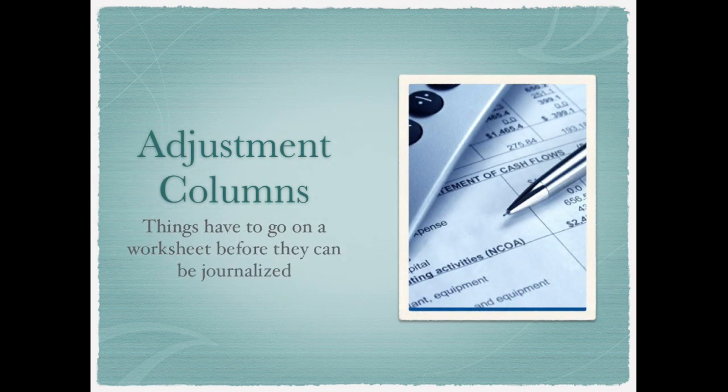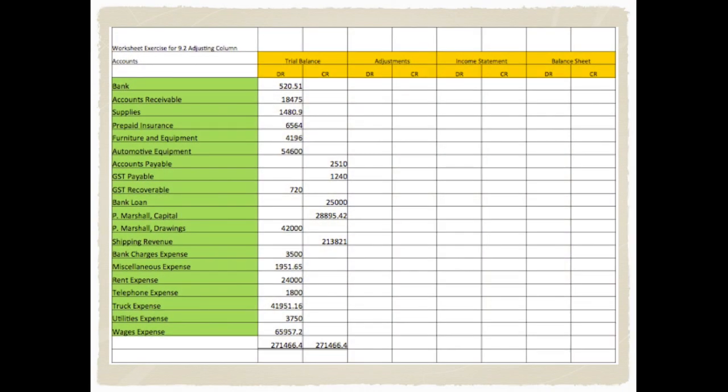So this is the adjustment columns. Do you guys remember the 6-column worksheet? Well, we're adding 2 more columns. Don't worry, it's not as hard as it looks. Before we journalize, we have to complete the 8-column worksheet to ensure that there are no errors. So here's how we work it. Now you see after the trial balance, there are these 2 columns that have adjustments under it, so that's what we're working with right now.